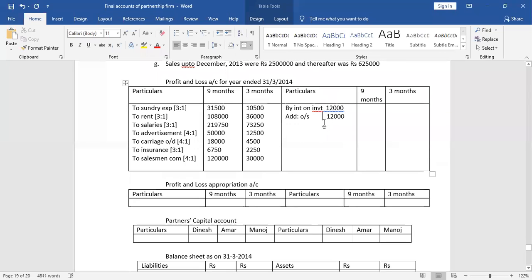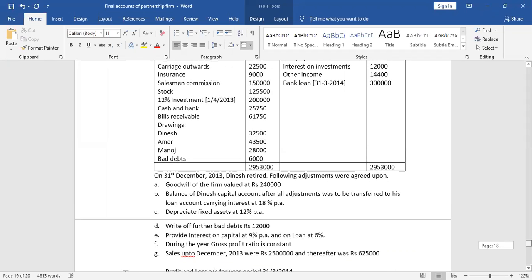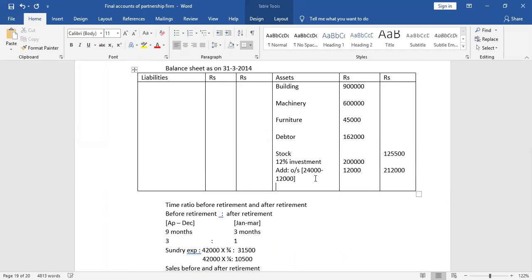What is the time ratio? 9 months and 3 months. So accordingly we have to divide. We divide 24,000 and we will get 18,000 and 6,000. Same way, after interest we have cash and bank 25,750. So we will write cash and bank 25,750 in the last column.